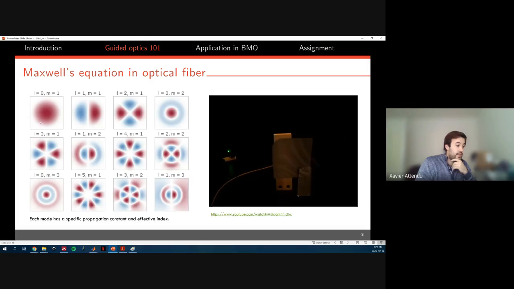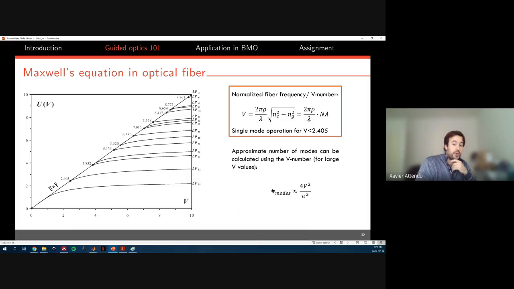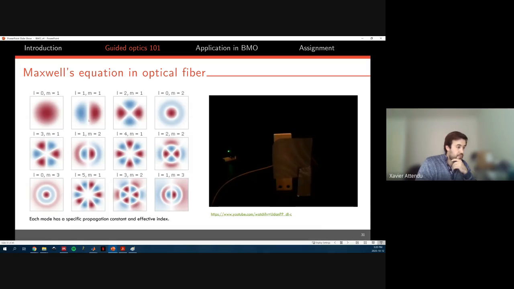If you increase the V number a little bit by either reducing the wavelength or increasing the core radius or the numerical aperture of your fiber, and let's say you go above 2.405. Then you have a second mode, which is the LP11, which is this one, right?